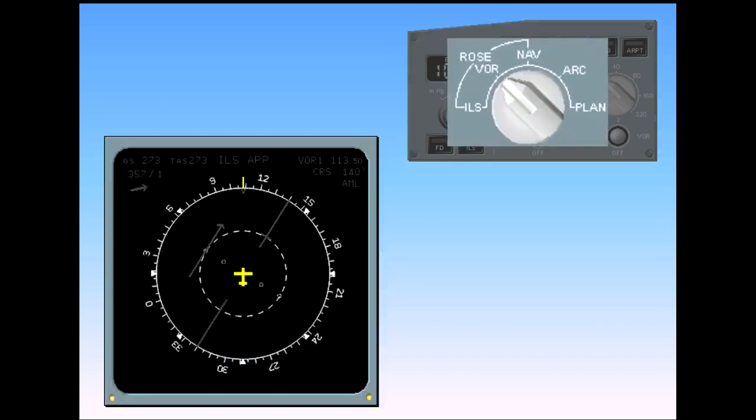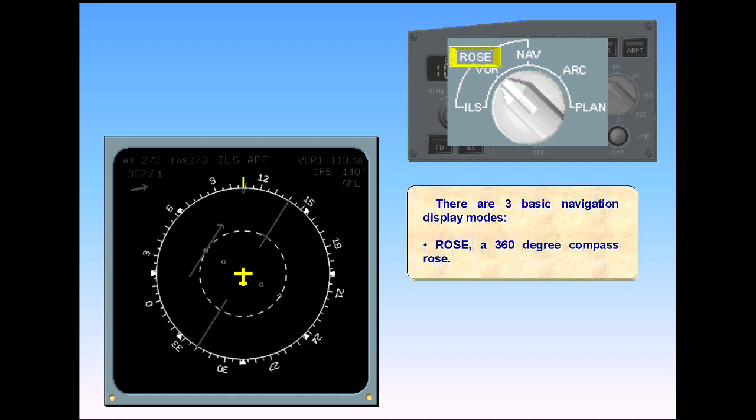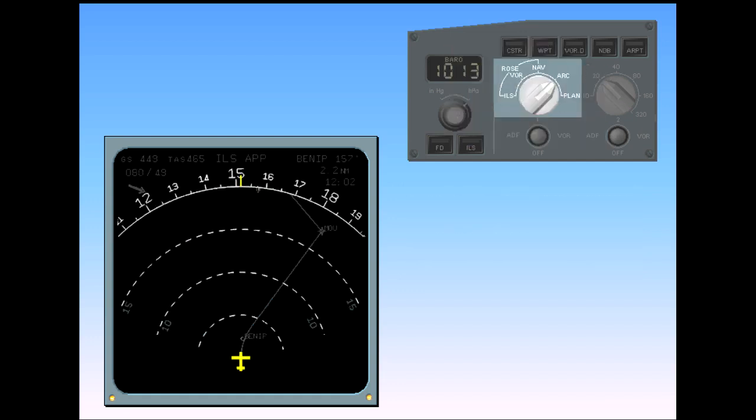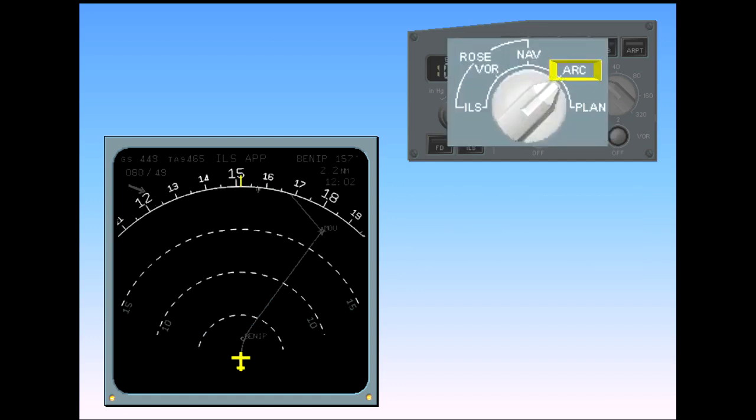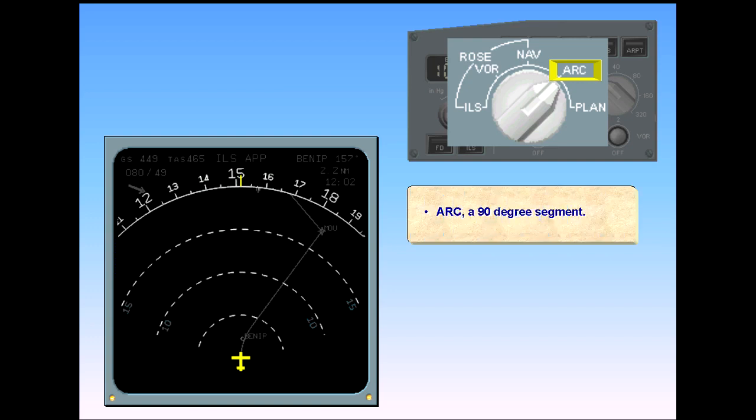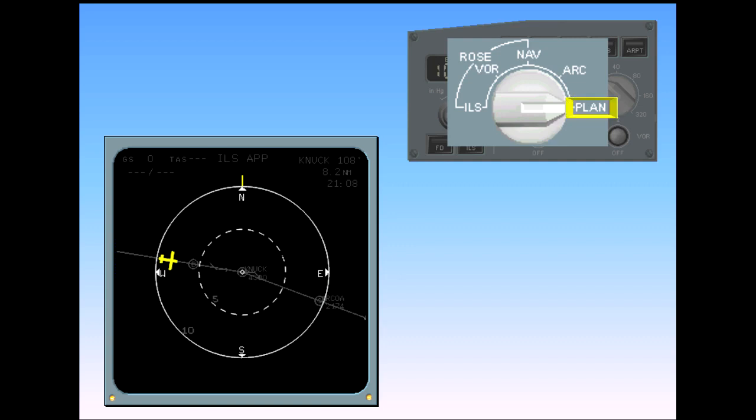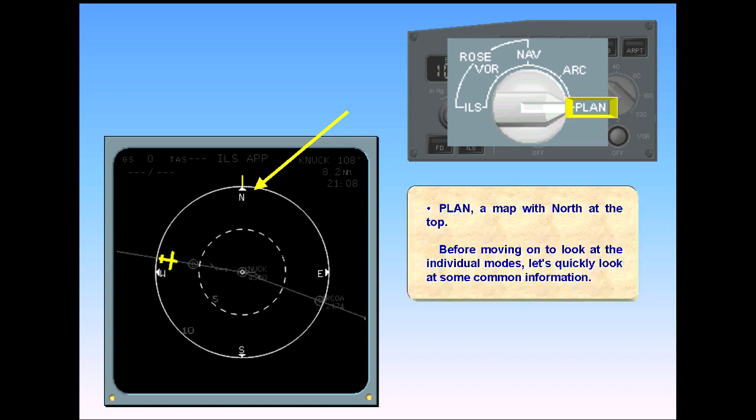There are 3 basic navigation display modes: Rose, a 360-degree compass rose; Arc, a 90-degree segment; Plan, a map with north at the top. Before moving on to look at the individual modes, let's quickly look at some common information.